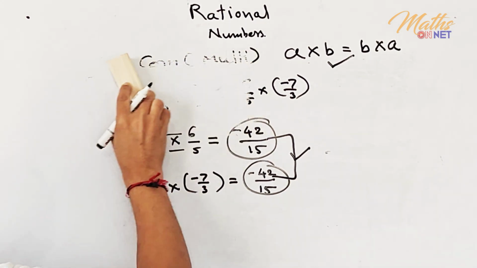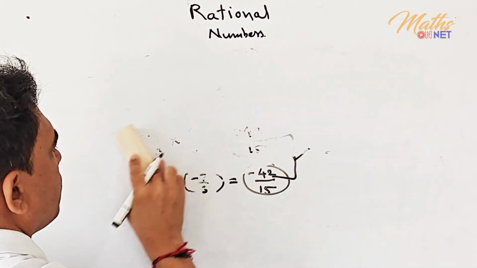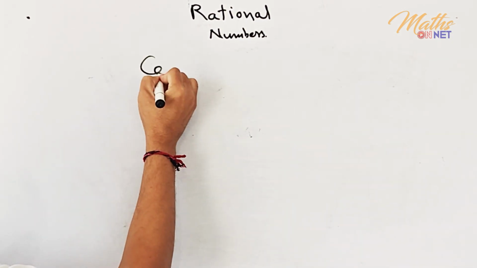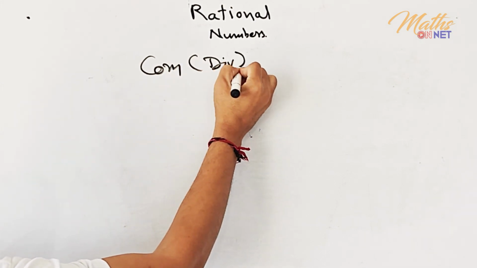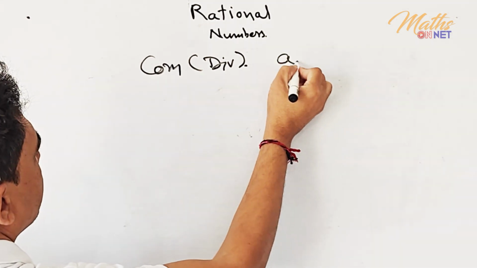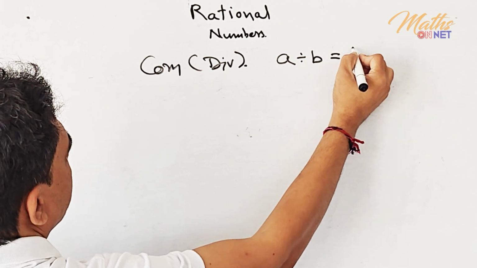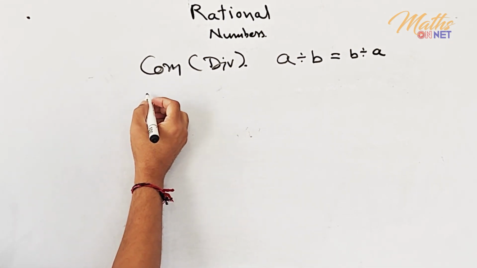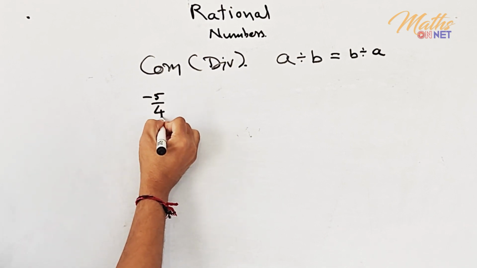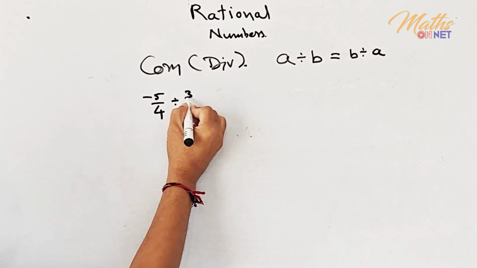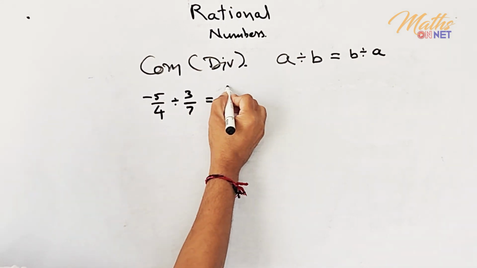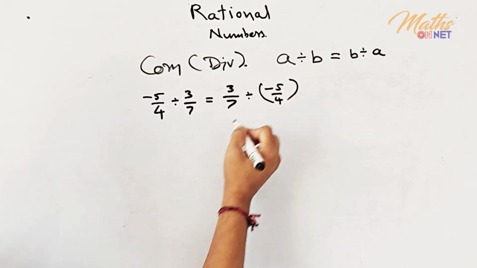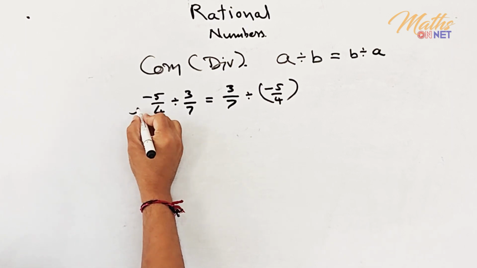Now let's try to see in division. So commutative property for division. Let's take two numbers, and here we are trying to figure out if A divided by B is equal to B divided by A or not. And we are taking the numbers minus 5 by 4 divided by 3 by 7, if this equals the other way also or not. 3 by 7 divided by minus 5 by 4. So what we are going to do here, we will solve these two sides separately.